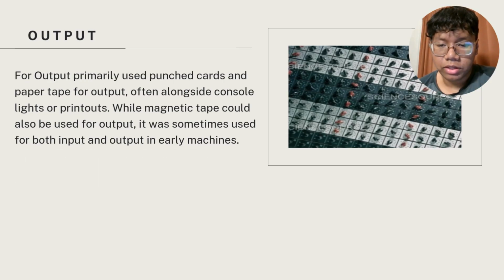So let's continue with output for the first generation of computers. For output, they primarily used punch cards and paper tape, often alongside console lights or printouts. While magnetic tape could also be used for output, it was sometimes used for both input and output in early machines.